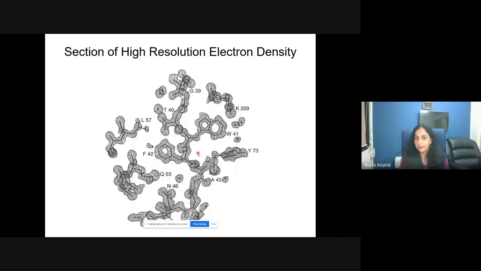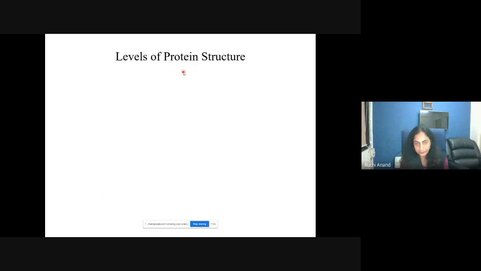I'm going to describe it a little bit later, but you can see this is an aromatic amino acid with a hole, which is called tryptophan. This is another aromatic amino acid, phenylalanine, and this is the backbone of the structure. And you can fit this and then look at the three-dimensional structure of the protein.